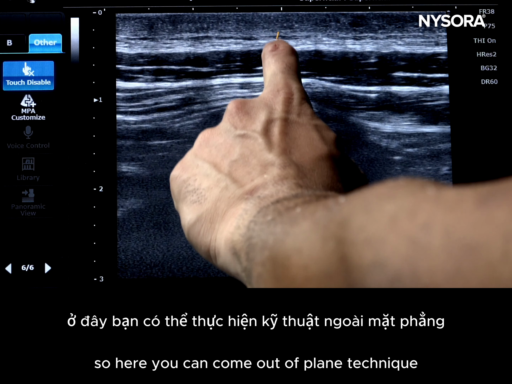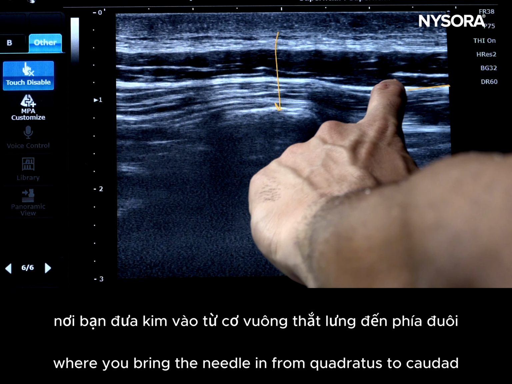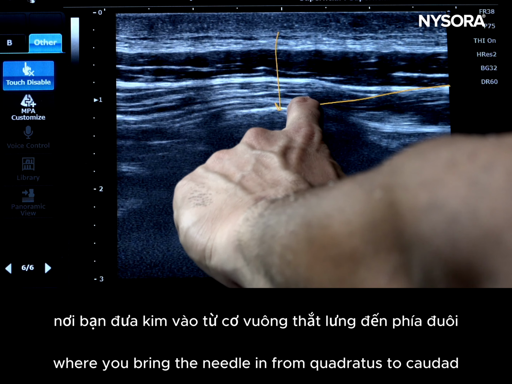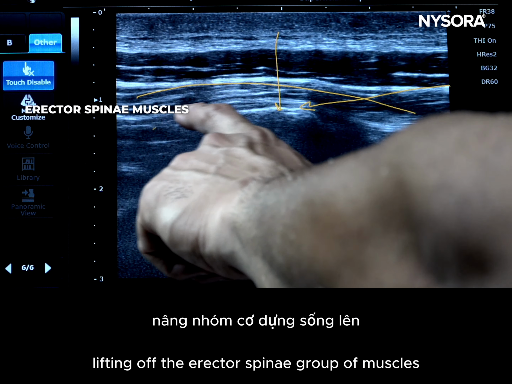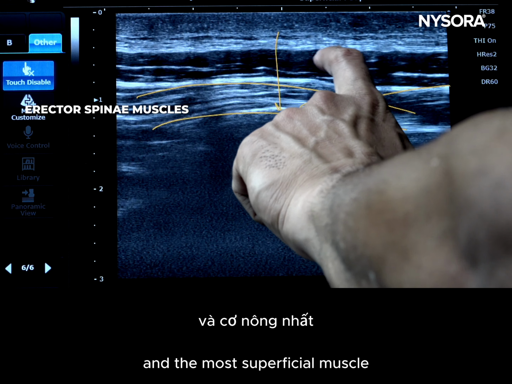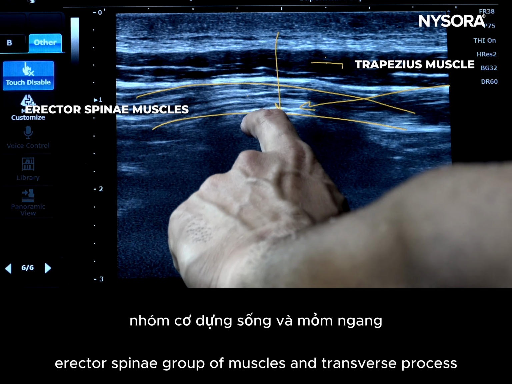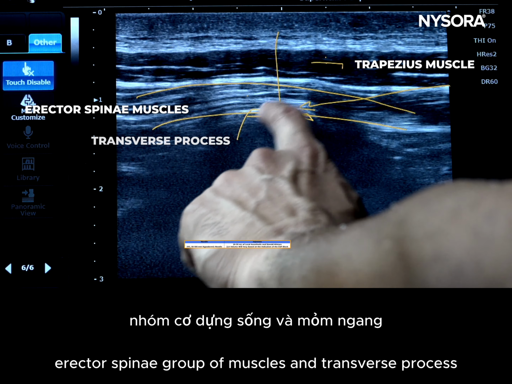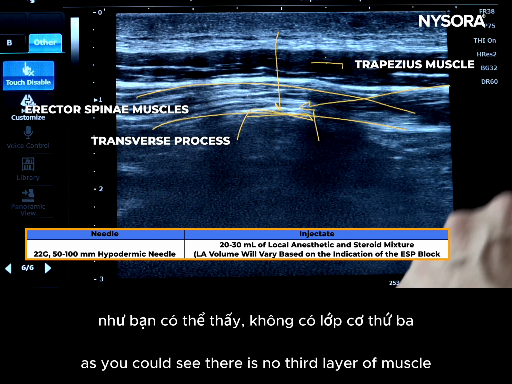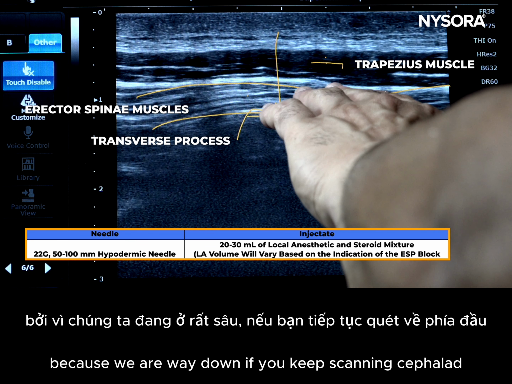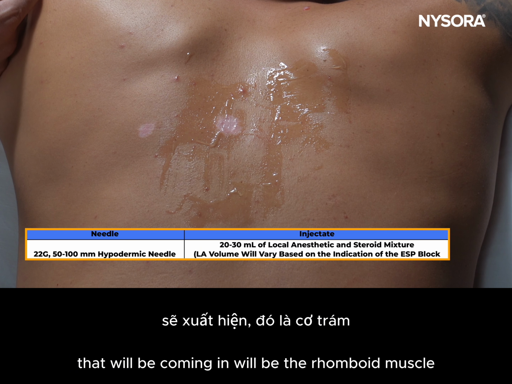So here you can use the out of plane technique and put the needle on the top of the transverse process. You can use the in plane technique, where you bring the needle in from caudad to cephalad, putting the needle on the top of the transverse process, lifting off the erector spinae group of muscles and the most superficial muscle. Here we have the trapezius muscle: trapezius, erector spinae group of muscles, and transverse process. So this is an erector spinae plane block. As you can see, there is no third layer of muscle because we are way down. If you keep scanning cephalad, there will be another third group of muscle coming in, which will be the rhomboid muscle.